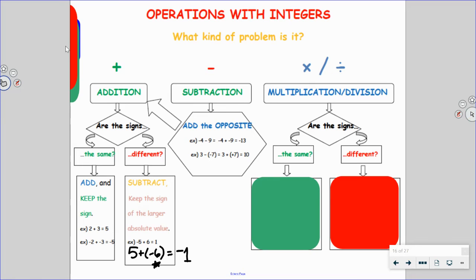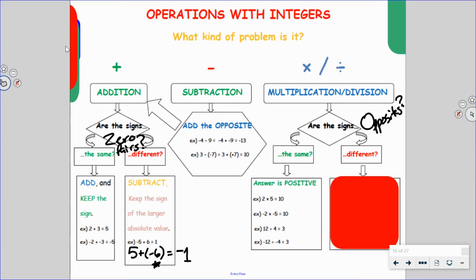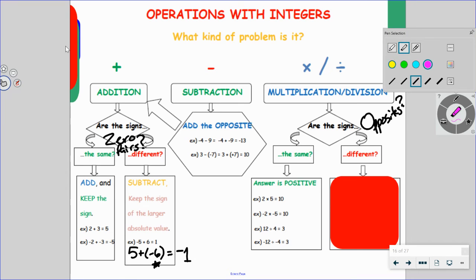While we really care about zero pairs, we don't care about zero pairs with multiply and divide. Multiply and divide is really all about the opposites. For instance, if the signs are the same, the answer is going to be positive, yes, but why? Well, you can see the opposite of going down 5 would be going up 5.